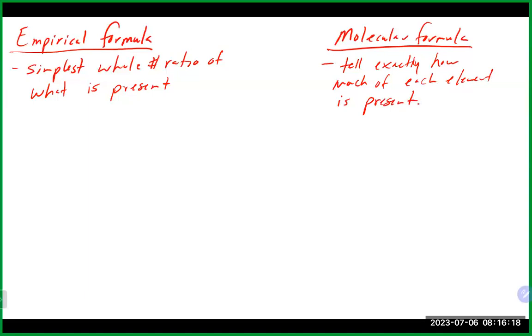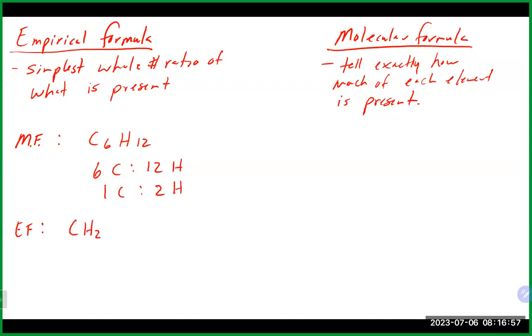So really, we think of empirical formulas as the simplest type of formulas. For example, if we had a molecular formula of C6H12, that is essentially 6 carbons for every 12 hydrogens. That is the same as basically 1 carbon for every 2 hydrogens that are present. And that means that we could reduce this down, in terms of the empirical formula, to CH2, right? In this particular case.